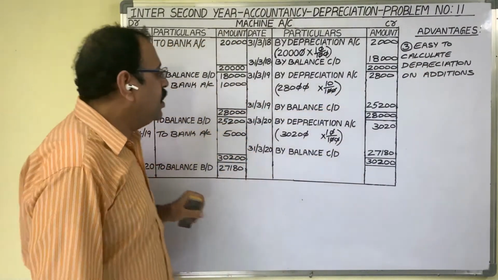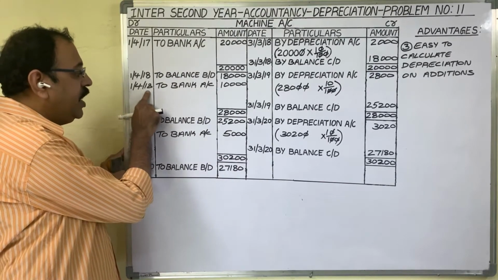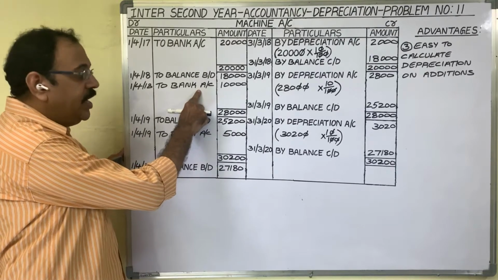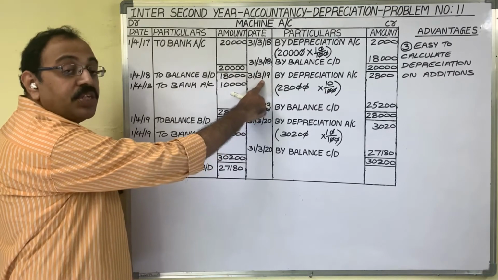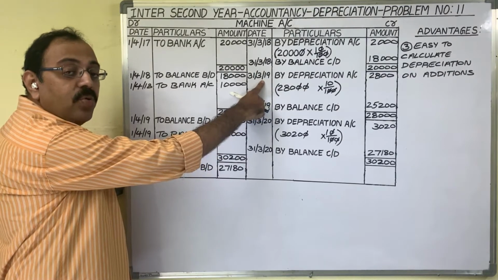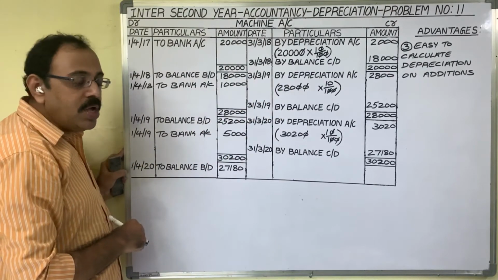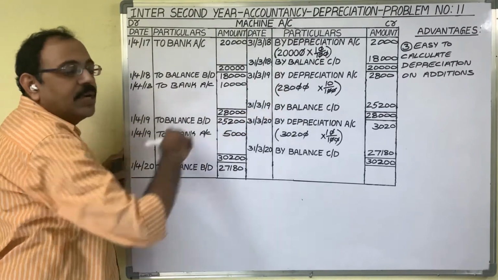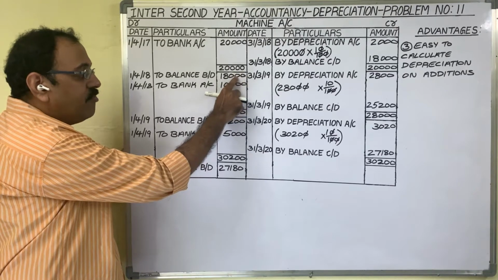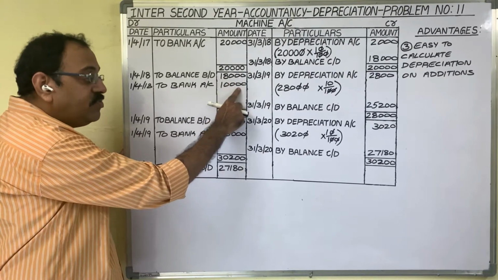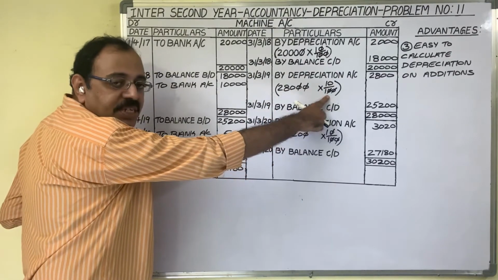For example, in the second year, assume that on 1/4/18 the firm purchased an additional asset. Then 10,000 goes to the bank on the credit side and the asset on the debit side. While calculating the depreciation, we need not calculate depreciation on the two assets separately because both are used for 12 months in the second year. So we can add the opening balance of the first asset and the cost of the second asset. Then directly on 28,000 we can provide the depreciation.